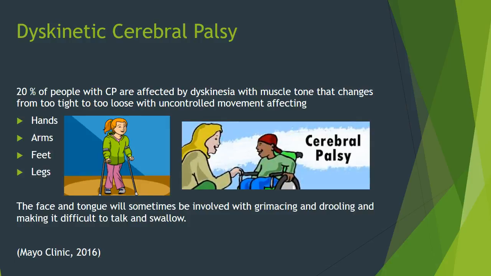Dyskinetic cerebral palsy affects 20% of people with CP, and it affects muscle tone that changes from too tight to too loose and has uncontrolled movements. It affects hands, arms, feet, and legs. Sometimes the face and tongue will be involved with grimacing and drooling, making it often difficult to swallow and talk.